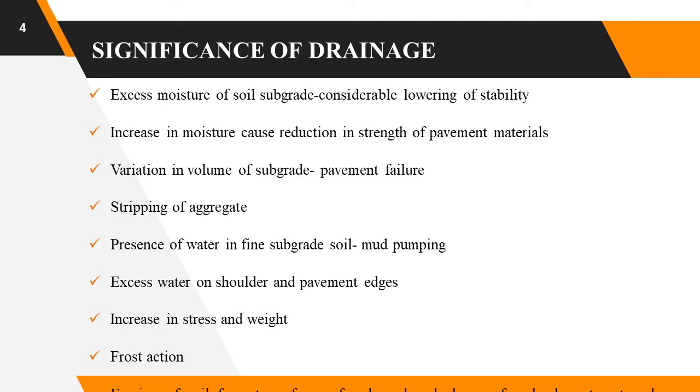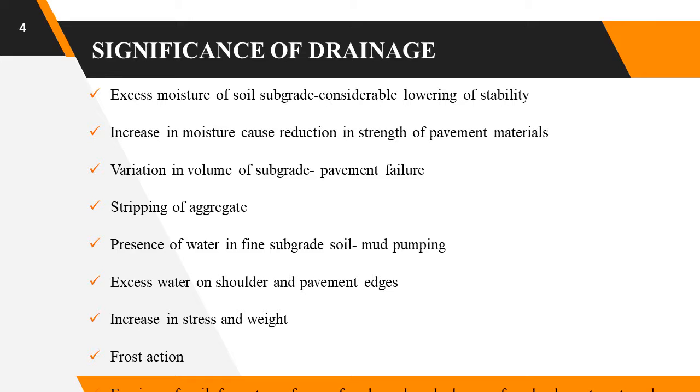Next, what is the importance of highway drainage? An increase in moisture content causes decrease in strength or stability of a soil mass. The variation in soil strength with moisture content also depends on soil type and the mode of stress application. The first importance is excess moisture in soil subgrade causes considerable lowering of its stability. The pavement is likely to fail due to subgrade failure.